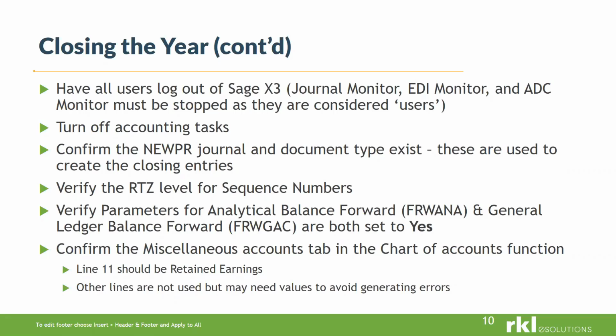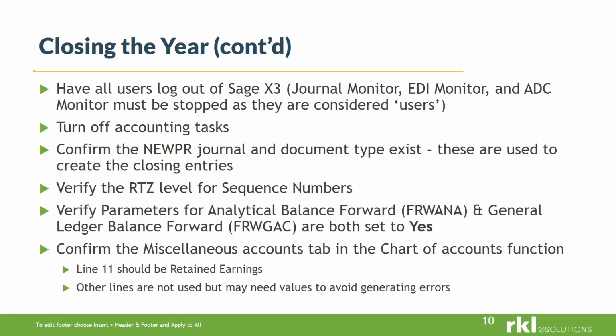You want to also confirm that the new PR journal and new PR document type exist. Those are used to create those closing entries for the year. You'll also want to take a moment to review the sequence numbers for your document types to ensure that those are set to either roll forward or not as you wish for the new year. And then you'll also want to verify the parameters for your analytical balance forward and GL balance forward to make sure that those are both set to yes.